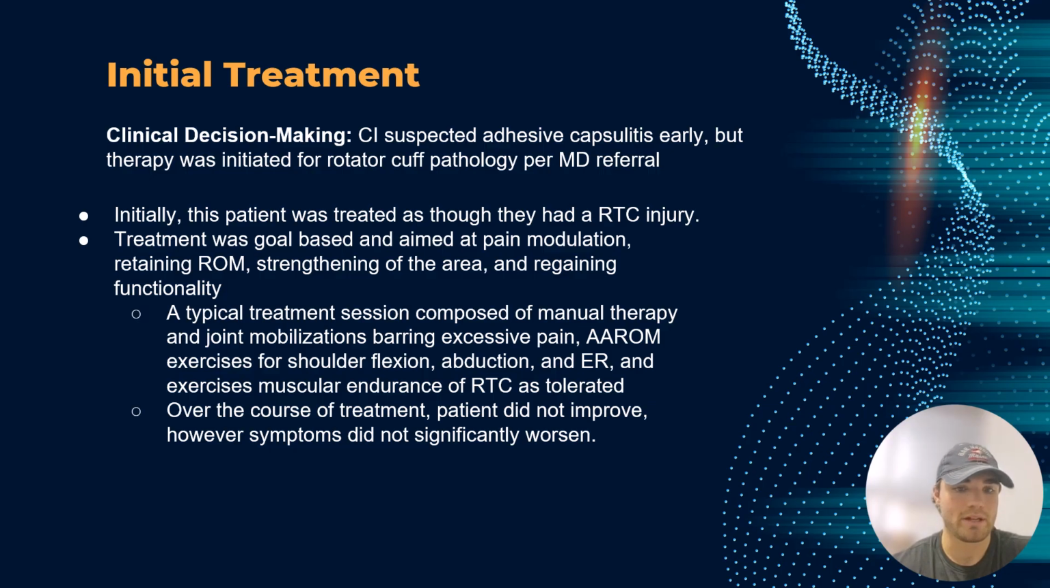A typical treatment session was composed of manual therapy, joint mobilization, barring excessive pain, active range of motion exercise for shoulder flexion, abduction, external rotation, and exercise for muscular endurance at the rotator cuff as tolerated. Over the course of treatments, the patient did not really improve, however, symptoms did not significantly worsen.